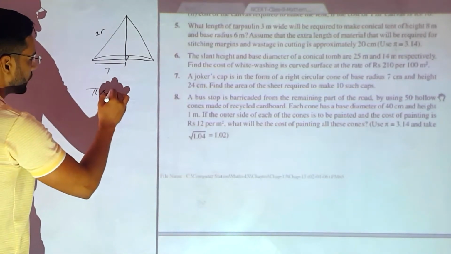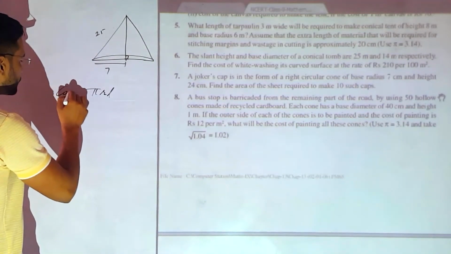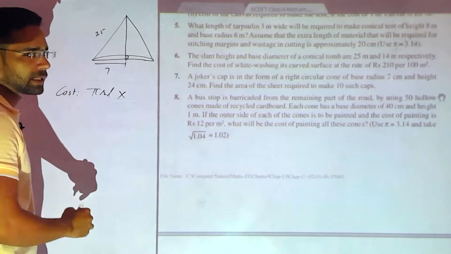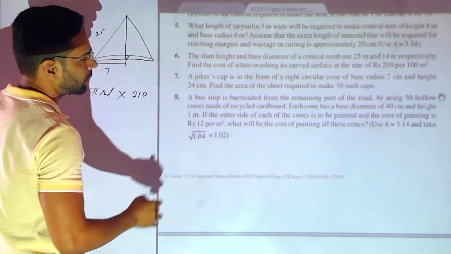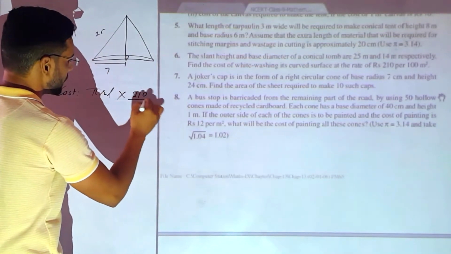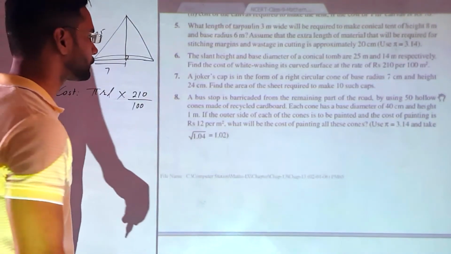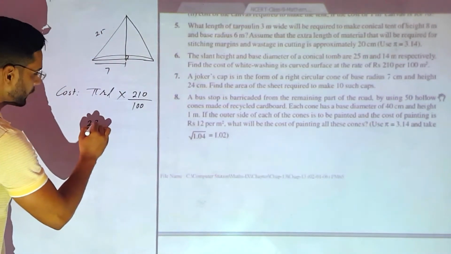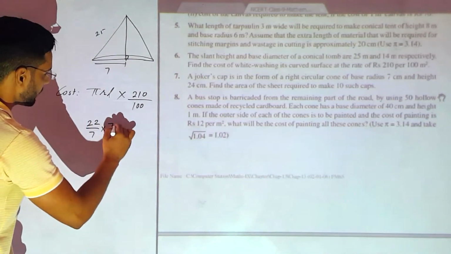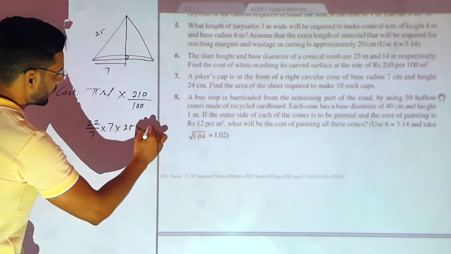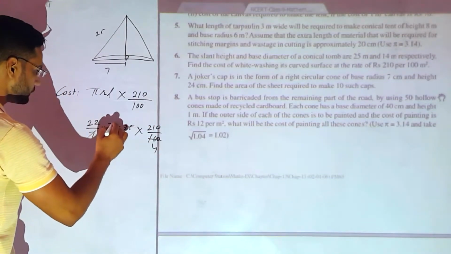Curved surface area means pi r L. Cost, pi RL means CSA into 210, because per 100 meter square is also the condition there. So pi is equal to 22/7 because we don't have any information about the pi. R is equal to 7 and L is equal to 25 and 210 upon 100. Question solve.